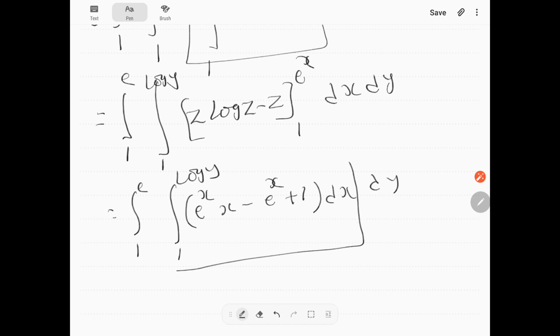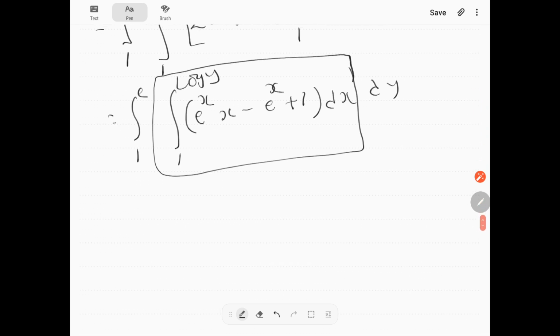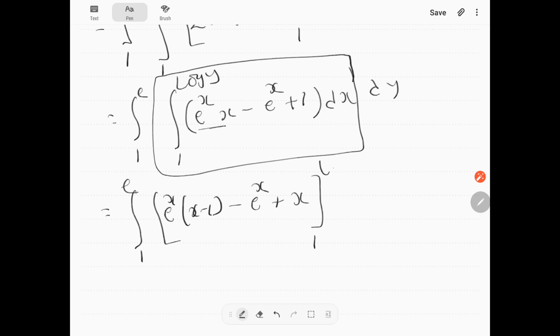Next I need to integrate with respect to x. Now e power x into x, that integral I want. Already in the previous problem, we got the same thing. The integral for that is e power x into x minus 1, minus integral of e power x, which is e power x only, plus integral of 1, which is x. I need to substitute the limits 1 to log y. After that I need to integrate with respect to y.